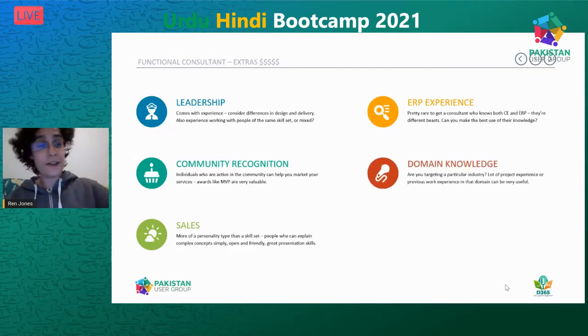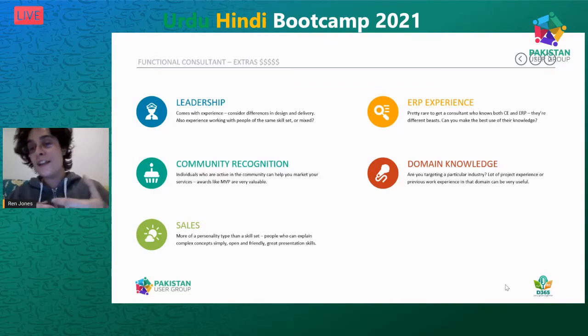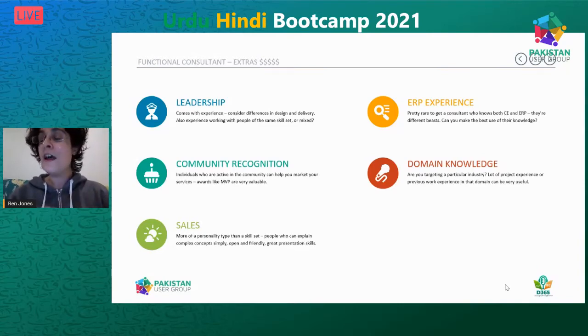All right, so domain knowledge. Some businesses focus very much on a particular industry. So for instance, law or healthcare or financial services. And in that instance, if you've done a lot of projects that center around that domain, that can be very useful. It can help you get a job in a specialist area.